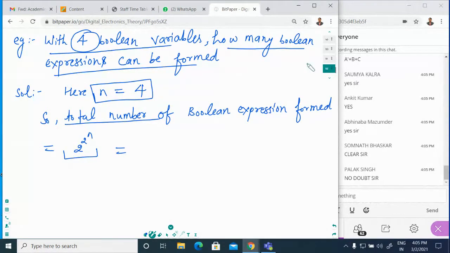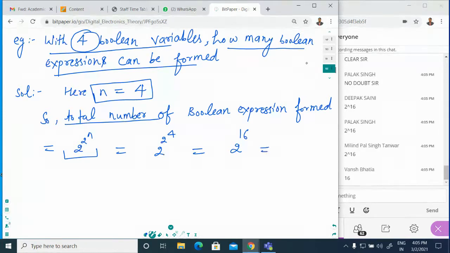How can you find it? 2 raised to power 2 raised to power 4. That should be converted into 2 raised to power 2 raised to power 4 is equal to, quickly give your response, 2 raised to power 4 is equal to 16. So you can write that as 2 raised to power 6 into 2 raised to power 10. So what is 2 raised to power 6 and what is 2 raised to power 10?